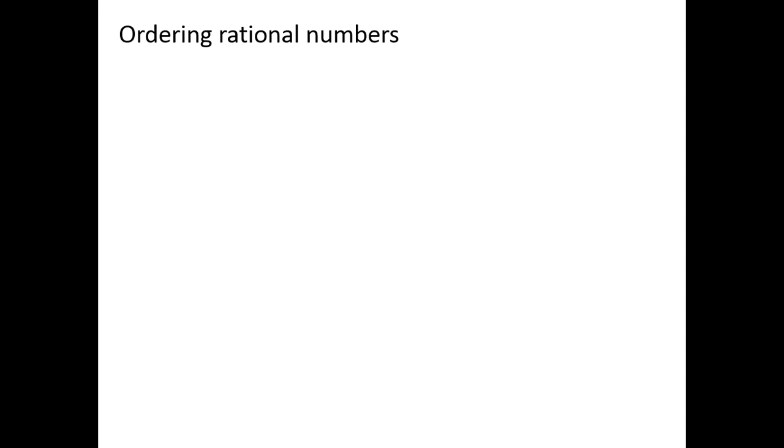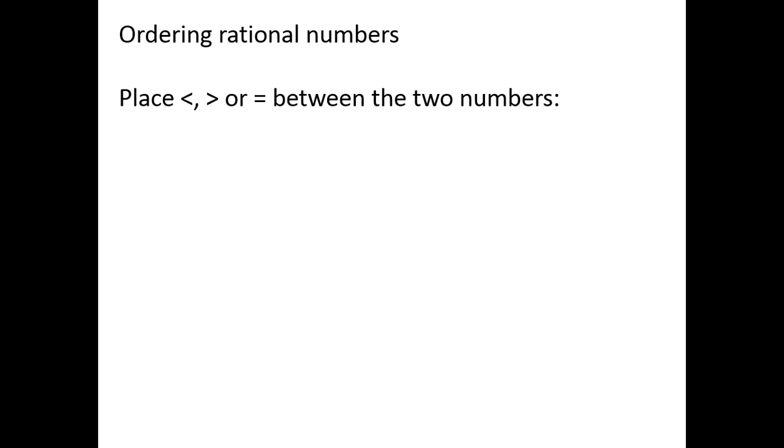So if two fractions aren't equal, then one must be larger than the other, or one must be smaller than the other, which means we can order fractions. We can order rational numbers. When we order rational numbers, we can show which one is larger or smaller by putting a sign in between to show how they compare to each other. So in this case, that's what we're going to do. We're going to either place a less than sign, a greater than sign, or an equal to sign between the two numbers.